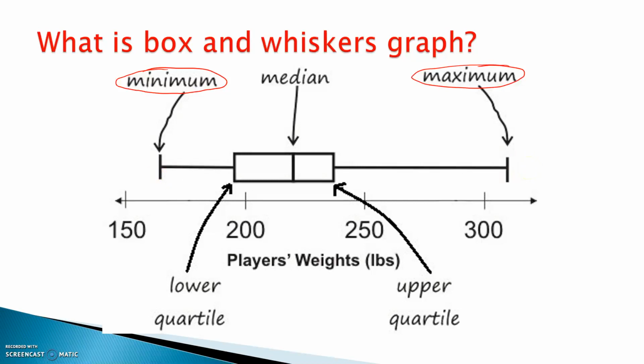Now, the other one is the median. Well, how do I calculate the median? We know that I have to put my numbers in order, and I have to find the middle. Once they're in order, that is the median. That is represented by that middle line right here in my box.